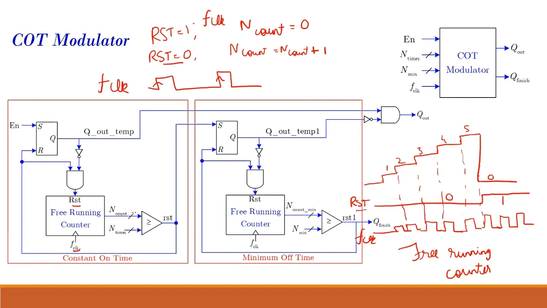If my n count value, this 4, 5 value, exceeds my n timer, suppose my n timer in this case is 5. No, let us keep n timer to be 4 because it is greater than or equal to. So if my n count becomes greater than or equal to the n timer, then my reset will go high.